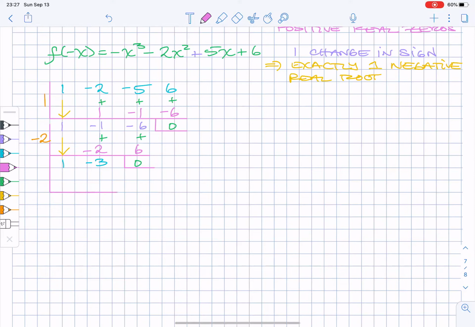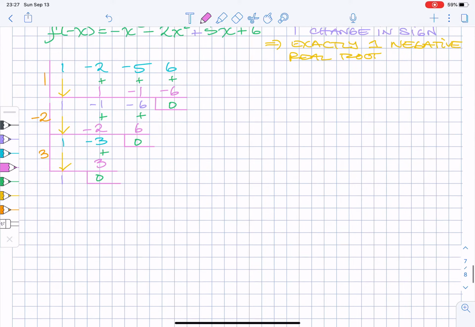So I'm just going to put 3 on the outside here, because x minus 3 is 0. So we drop down the 1. 1 times 3 is 3. Add these together, my remainder is 0. And that works, okay. So I claim that my roots are 1, negative 2, and 3.